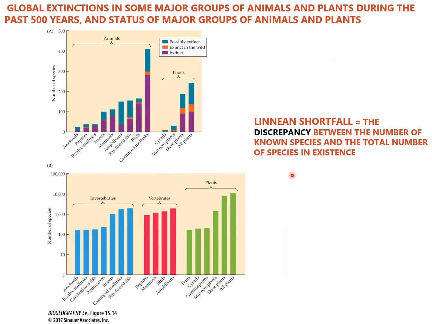And that's definitely not exclusive to that group. So here we're looking at global extinctions in some major groups of animals and plants during the past 500 years and the status of these major groups of animals. And basically what you're seeing here is the number of species that have gone extinct in the wild. I think that's probably like we knew about them, but we didn't necessarily document their extinction. We think they're probably extinct. And then there's also possibly extinct.